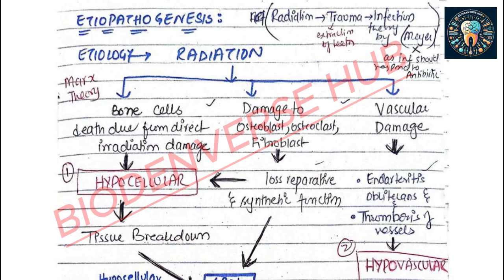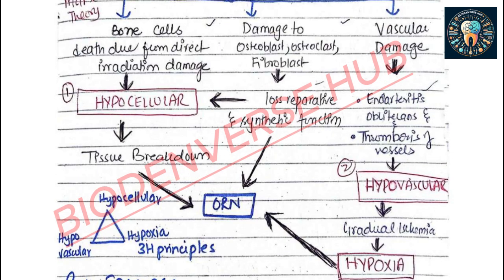After that, another theory was proposed by Marx, and the Marx theory is also known as the 3H principles theory. In that theory, 3 important events lead towards the development of osteoradionecrosis, and these 3 events start with the letter H. Number 1 is the hypocellularity, number 2 the hypovascularity, and number 3 is the hypoxia. These 3 keywords and 3 events, you need to remember them, as they are the ones that will cause the ORN condition. So first of all, let us discuss it in detail.